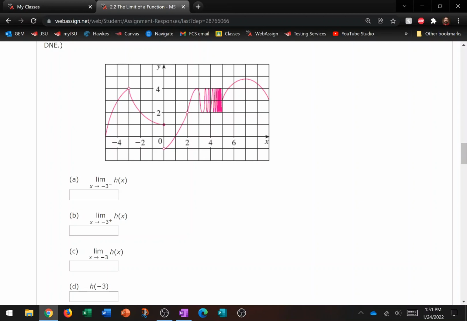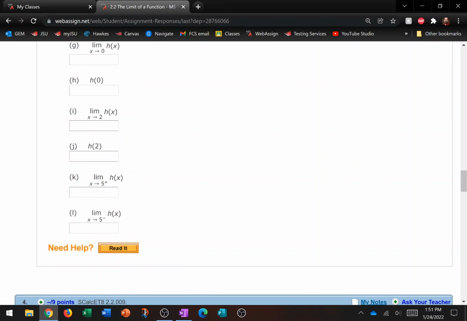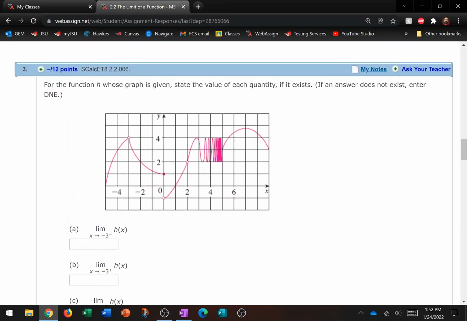It has that infinite oscillation. Anybody else run across any yet? On that same problem? Yeah, those two. So if you come in on the side with the infinite oscillation, then the limit's not going to exist because it's bouncing back. But when you come in from the right side, you can tell where it would be, right? It would be at 3 on this.